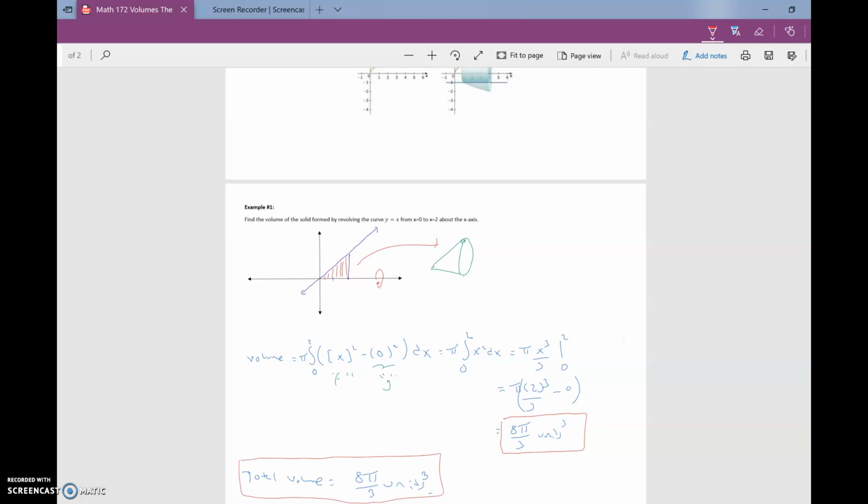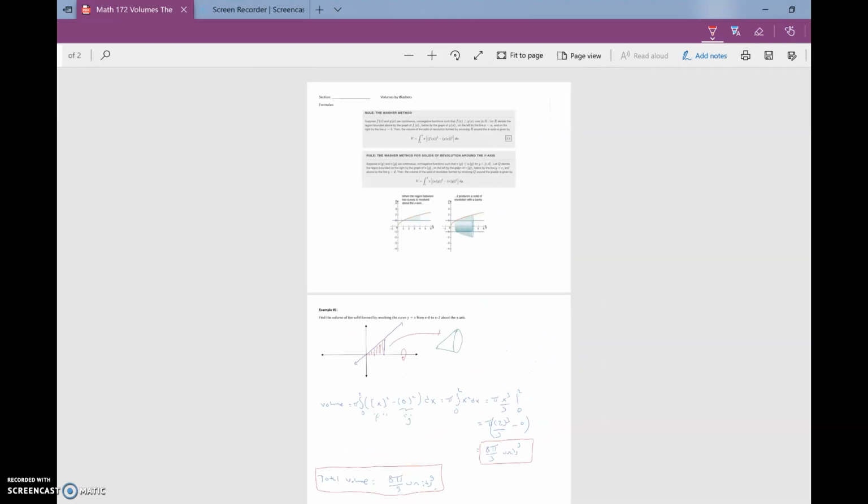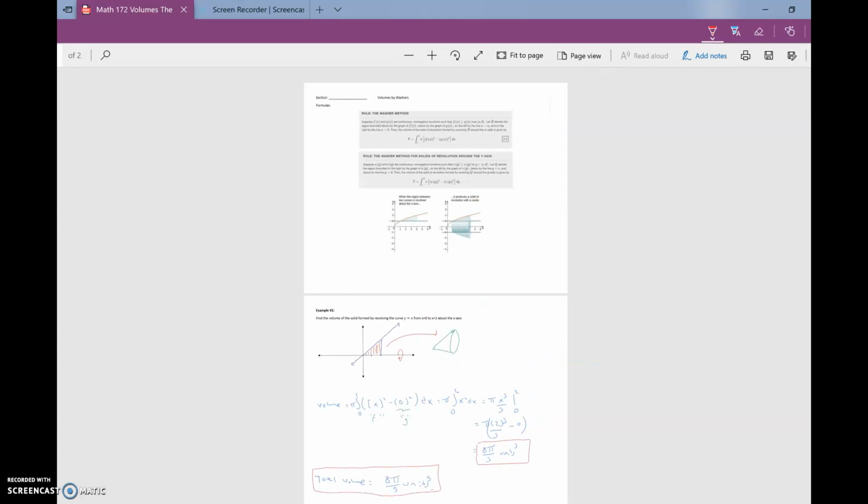So this one is just a disk method. I just wanted to set up the formula so that you see that it's in essence the same formula, except that some of the problems in here are actually going to have a region. So they're not going to be solids. Because of the function below, they're going to have an actual hole.